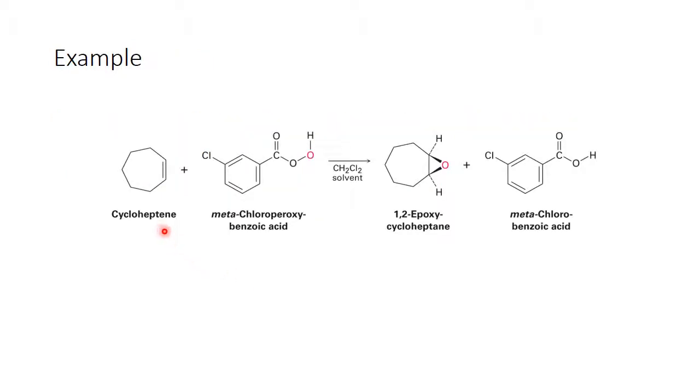Okay, here is an example of an epoxidation. We're starting with cycloheptene, and the peroxy acid that we're using here is something called metachloroperoxybenzoic acid, otherwise abbreviated MCPBA. How do you recognize a peroxy acid? You look right here and you see 2 oxygens bound side by side to each other.